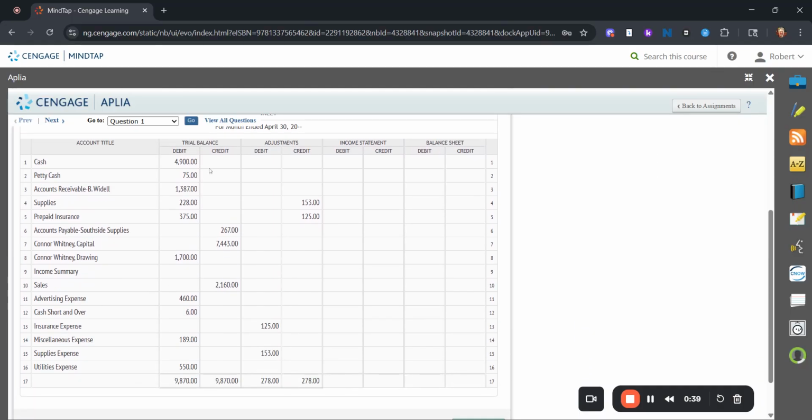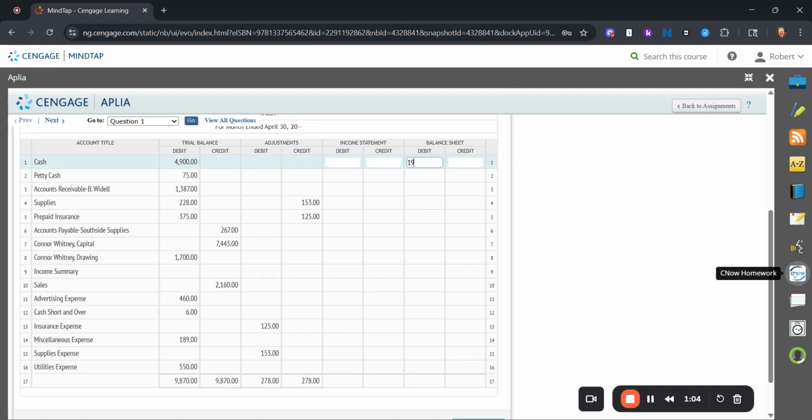Okay, so all we need to do is extend all of our trial balances, taking into account the adjustments, to the balance sheet. So let's start with this top section, because once we get down to this bottom section, these expenses are going to go in the income statement section.